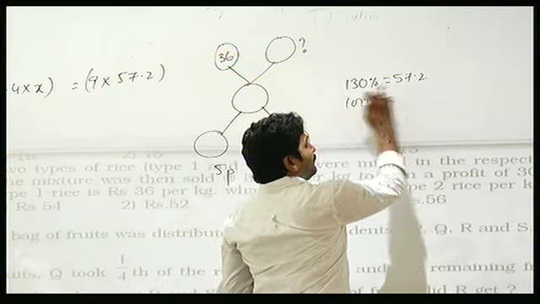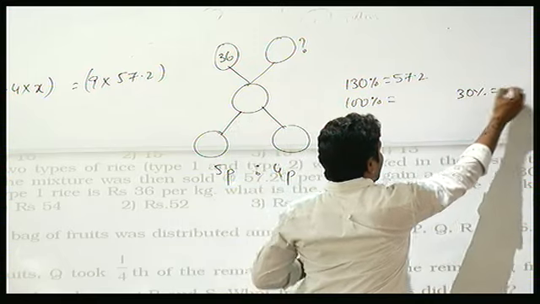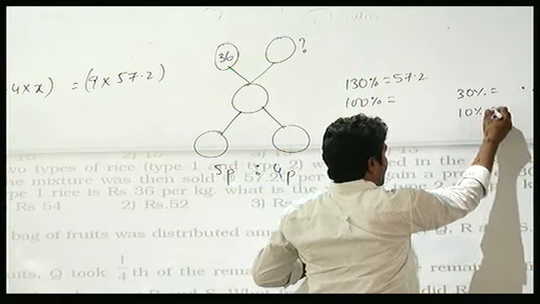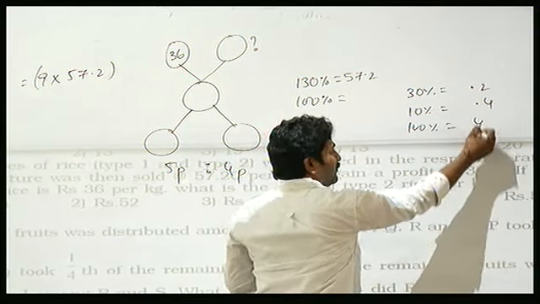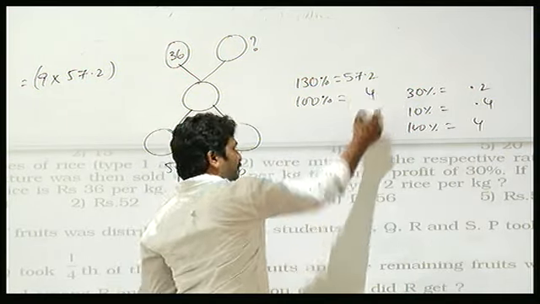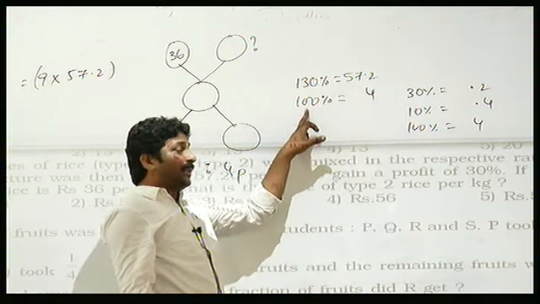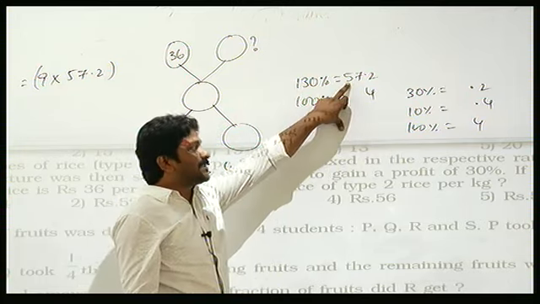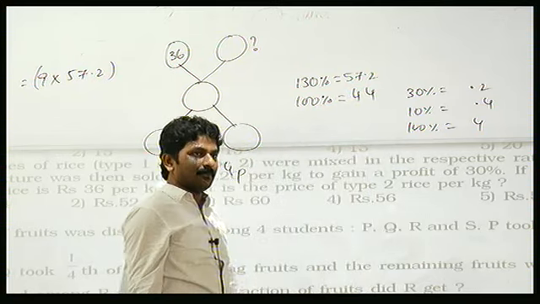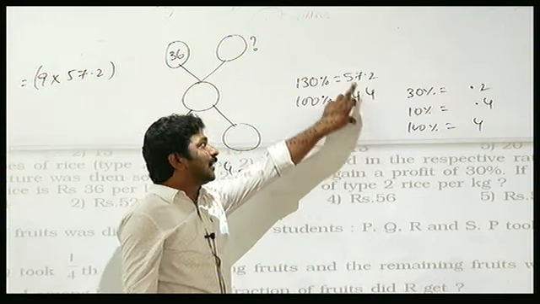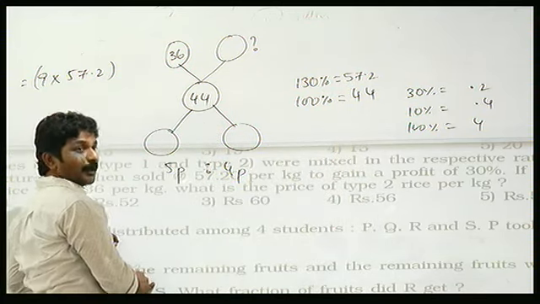Here, 30%, there is a difference of 30% here. 30% is ending with 0.2. So 10% should end with 0.4. 100% should end with 4. Hence last digit is 4. 130% is in 50s. And now we need 100% which is less than this. Hence value will be definitely less than 50s. So let's take 44. And verify 30% increase, and it is 57.2. Hence mixture is 44, cost price.